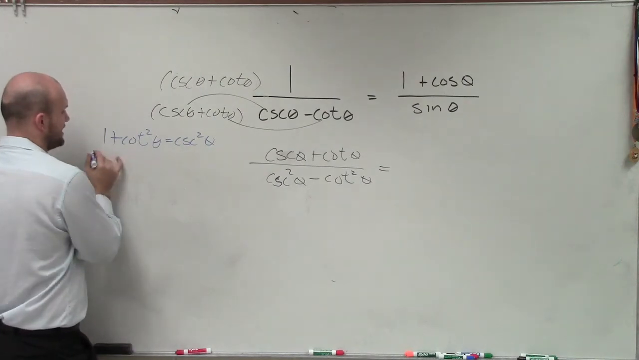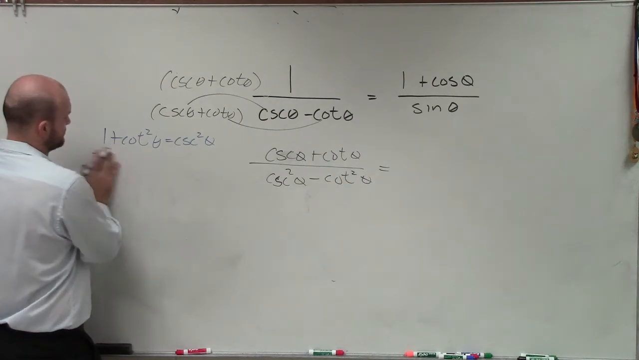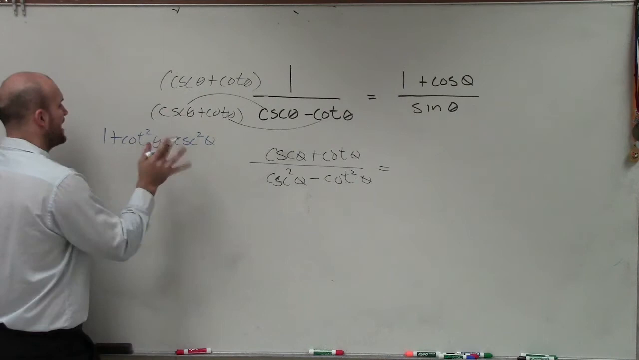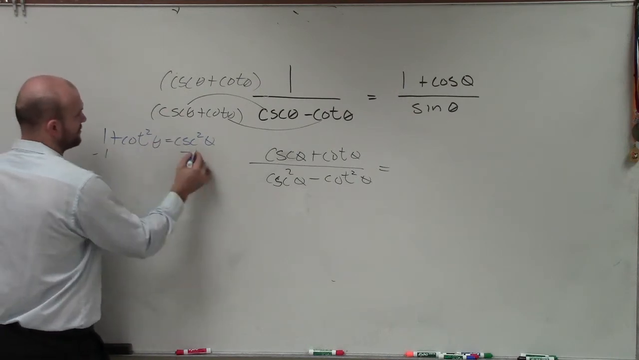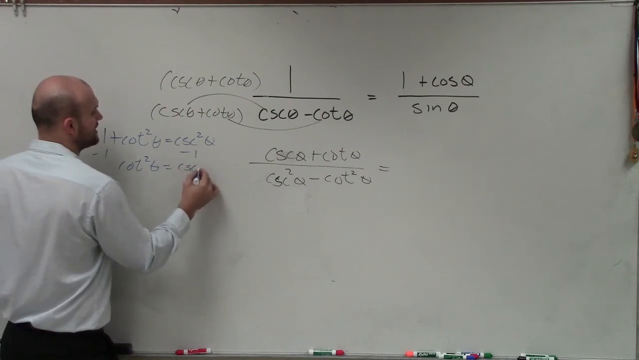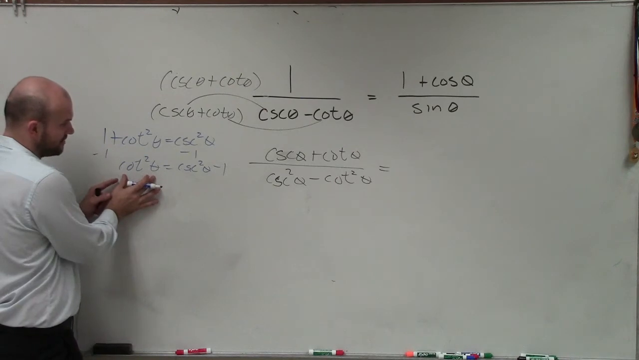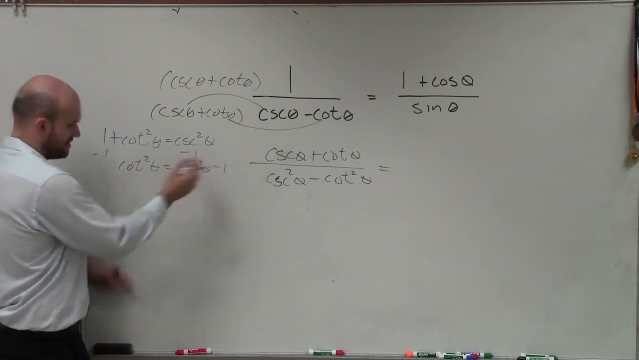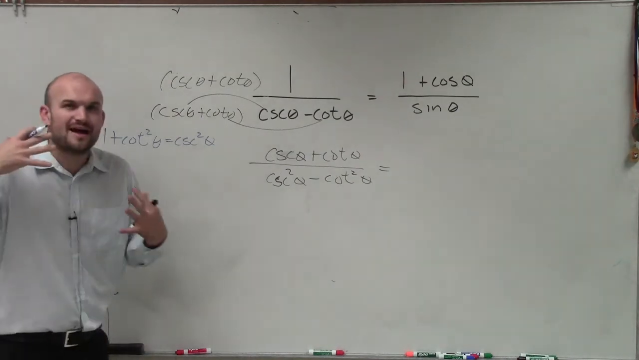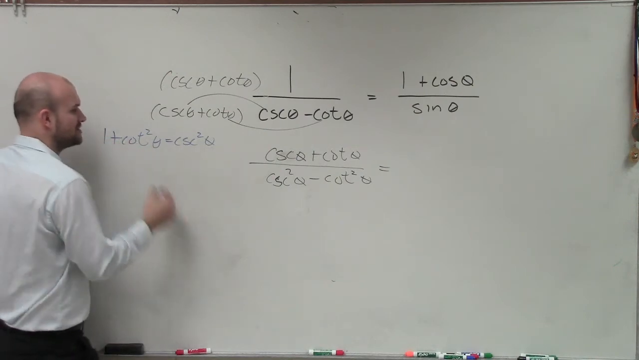So now what I can do in this case is subtract. I guess I could just rewrite this. I could solve for cosecant and plug that in there. But that means I'm going to have to distribute the 1, and I really don't want to do that. So I'll just subtract the 1 here. So therefore, I know that cotangent squared of theta equals cosecant squared of theta minus 1. I already know cosecant squared of theta equals 1 plus cotangent squared.